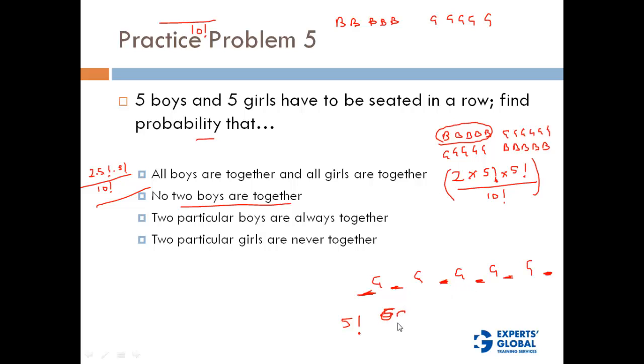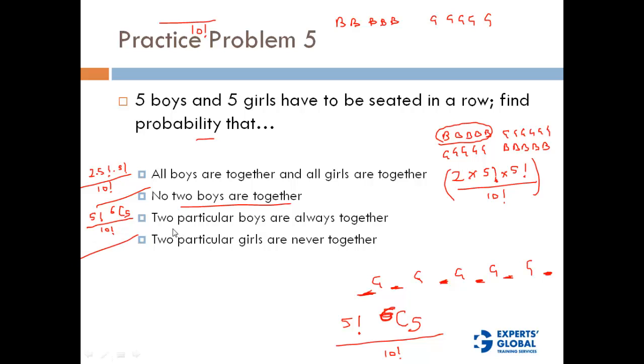So there are 6 seats for 5 boys to choose from. This is the number of ways in which this arrangement can be completed, and the total number of ways is 10 factorial. So this is the probability of no two boys being together. That is going to be 5 factorial into 6C5 divided by 10 factorial.